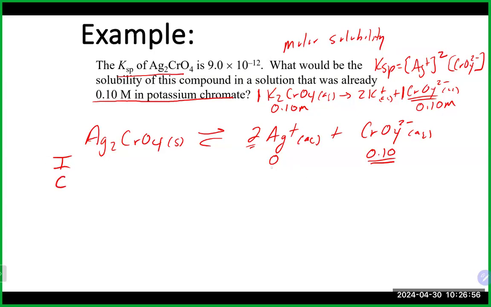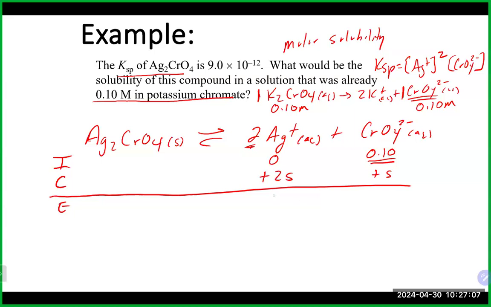Now, the change here is plus 2s because of the 2, and plus s in this case. We do want to take that down and we will end up with 2s and 0.1 plus s. Like normal, we're going to now go into our Ksp expression, and that's going to get us 2s. And once again, we still need to square it.